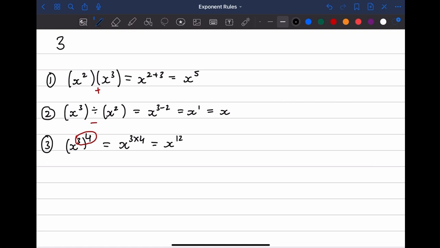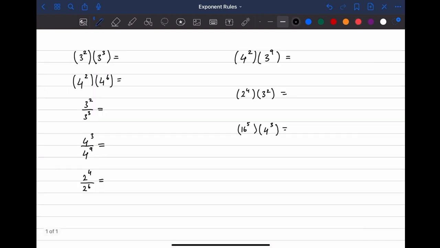That's it. So recap, if it's multiplication, we add the exponents. If it's division, we subtract the exponents. If it's an exponent to an exponent, we multiply both exponents together to get the final answer.